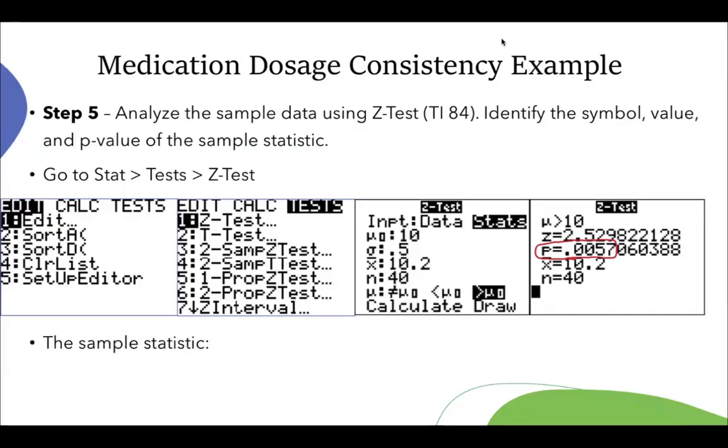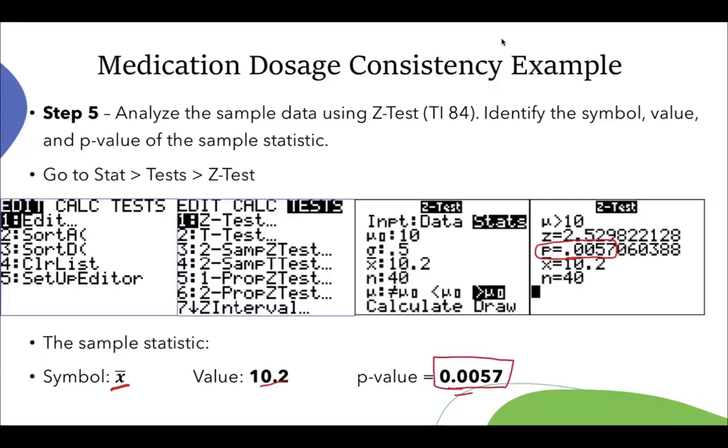So our sample statistic, its symbol is X bar, its value is 10.2 from the words of the problem, but the p-value we just got is 0.0057. So that's a really rare event. That's a very small probability. Compared to 1%, it is smaller than 1%. So look, 1% is 0.01. 0.0057 is smaller than 1%.